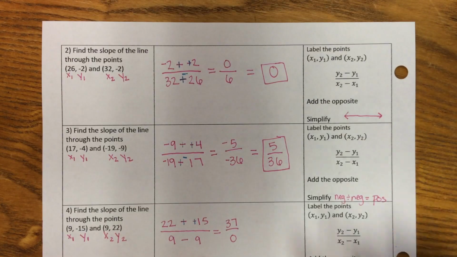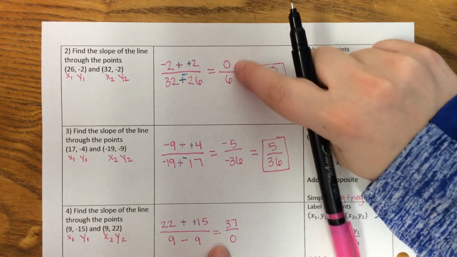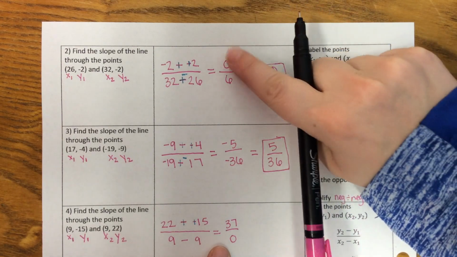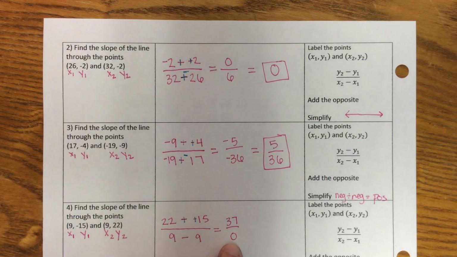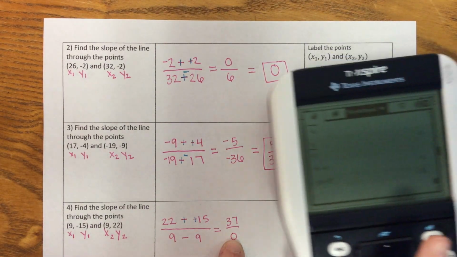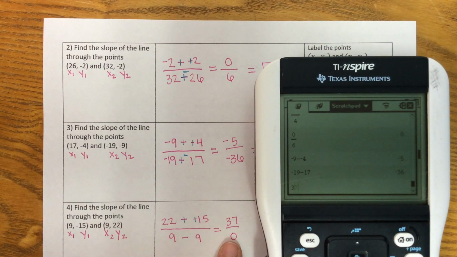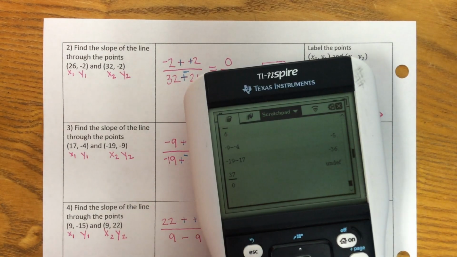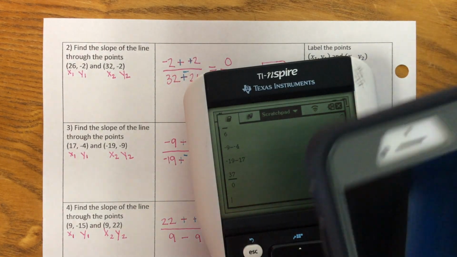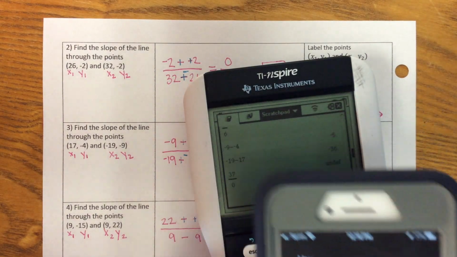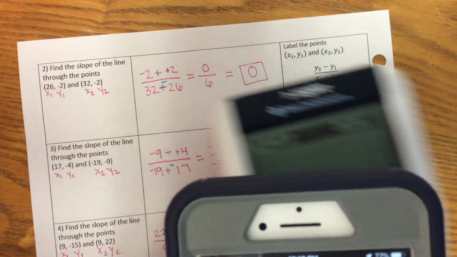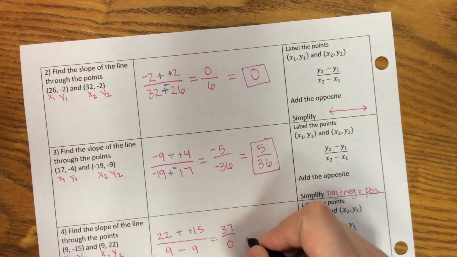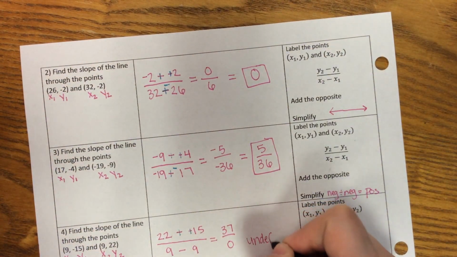So this one is different than the last one. There I'm saying 0 divided by 6. So the question is 6 times what is 0? 6 times 0 is 0. Here I'm asking 0 times what is 37? And there's nothing. So if you're not sure, you can type it in your calculator, and I get undef. That means undefined. Remember how I asked Siri the other day, what's 37 divided by 0? The answer is definitely undefined. Okay, so undefined would be my final answer.